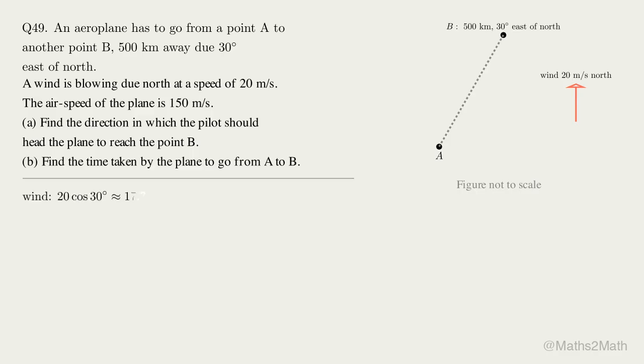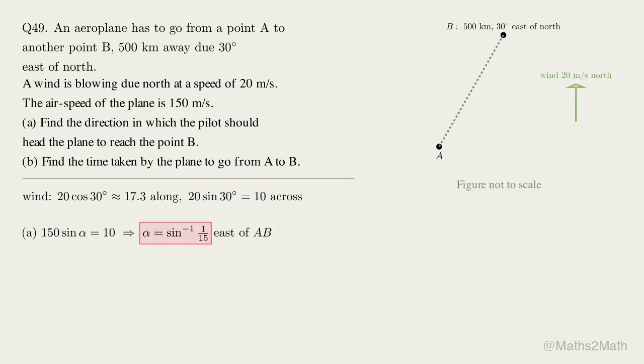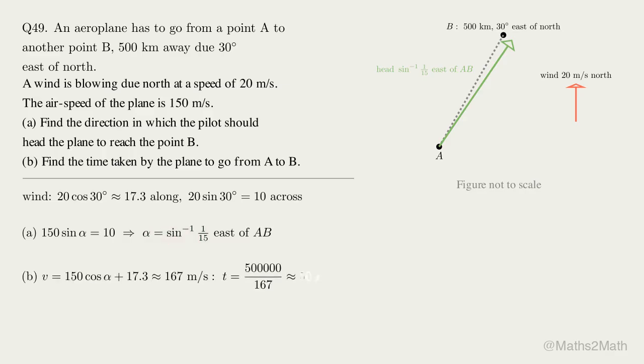The wind splits along and across the track. Along, 20 cosine 30, about 17.3. Across, 20 sine 30, which is 10, pushing west of track. To cancel the 10, the pilot heads east of the track by sine inverse of 10 over 150, sine inverse of 1 by 15. Along the track, the speed is 150 cosine alpha plus 17.3, about 167 meters per second. 500 kilometers over that is about 3,000 seconds, 50 minutes.